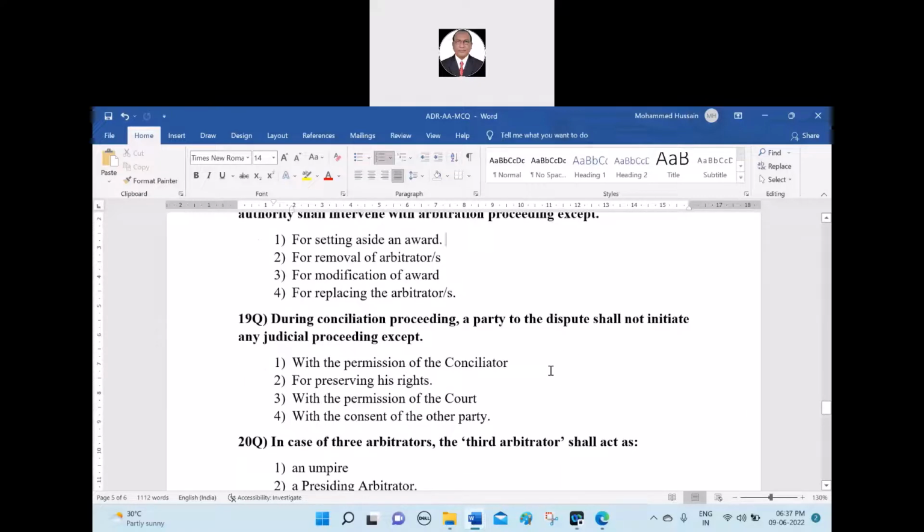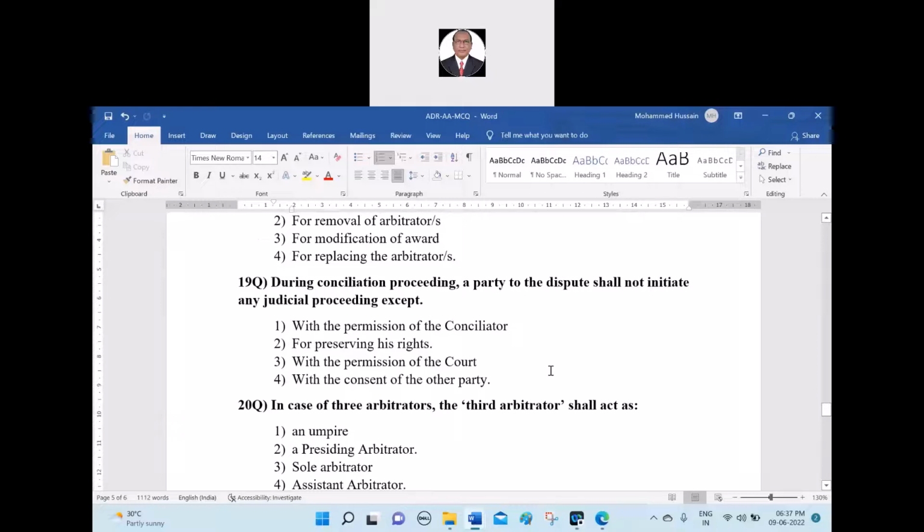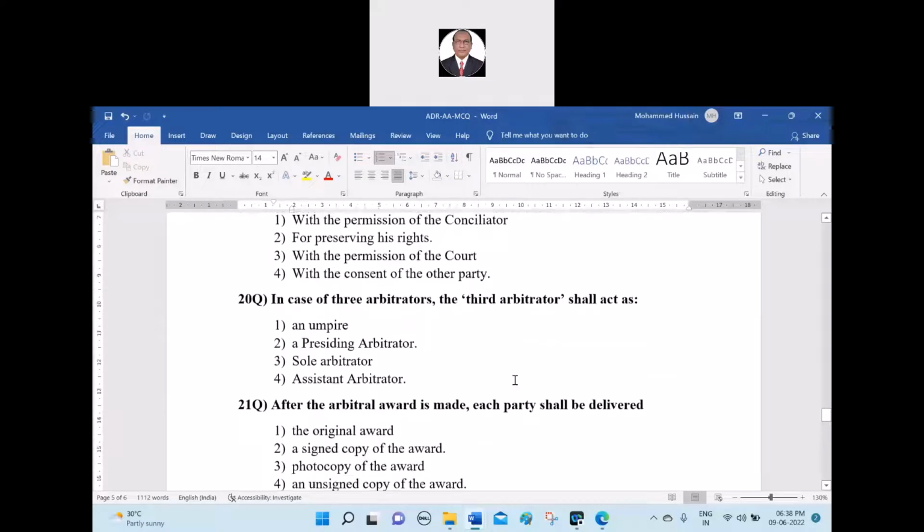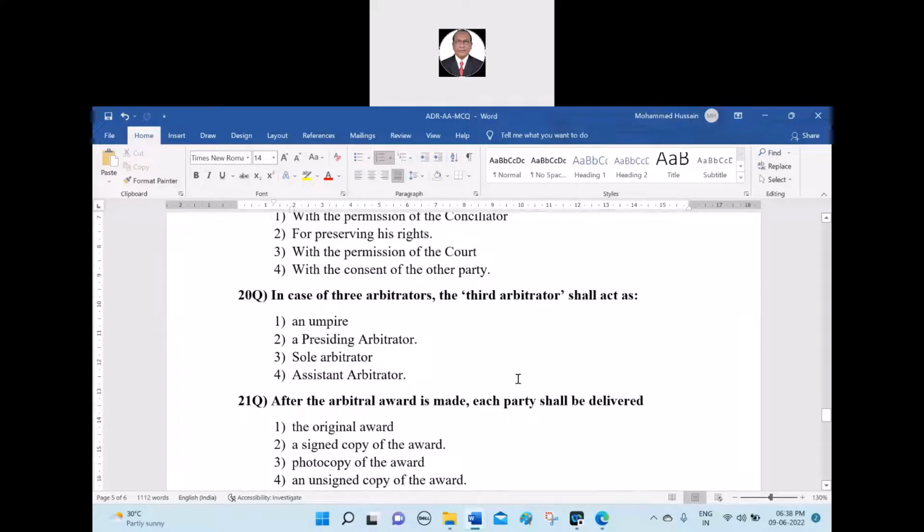Now let us go to the 20th question. In case of 3 arbitrators, the third arbitrator shall act as, number 1, an umpire. Number 2, a presiding arbitrator. Number 3, sole arbitrator. Number 4, assistant arbitrator. Which one is the correct answer? Presiding arbitrator, sir. Yes. He is a presiding arbitrator. A third arbitrator should be a presiding arbitrator.